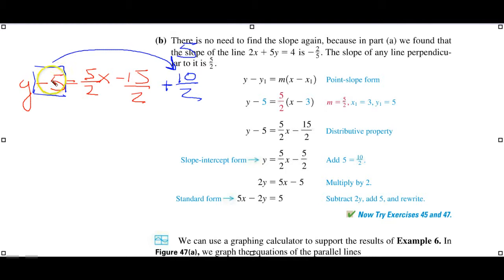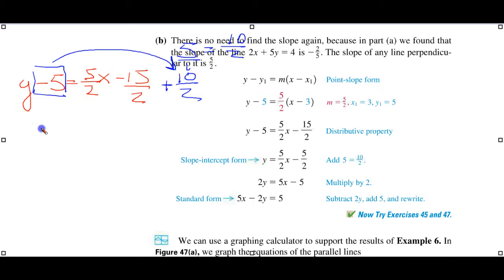So this -5, as we transpose it, becomes a positive 5. And we're going to write an equivalent form with a fraction that will be able to be a common denominator. So this is equal to 10 over 2. We want to get that 5 over 1 to become something with a denominator of 2. And that's where I get the 10 over 2.